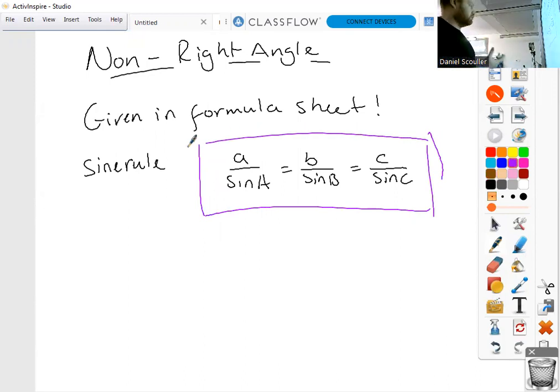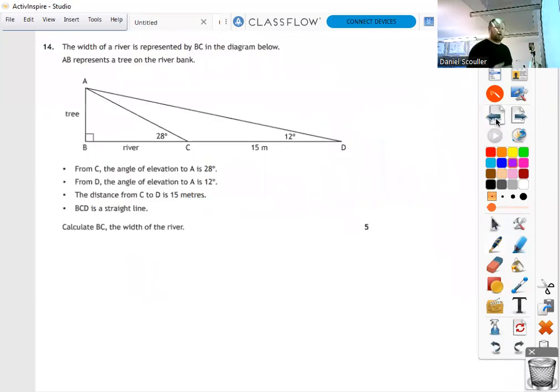Once you see triangles, even though there's multiple triangles, first thing you want to determine is: is it a right angle or is it a non-right angle triangle? And then you determine which rules you can use, and then you try and work out as many angles as possible. Okay, so given a bunch of stuff here, we want to calculate BC.